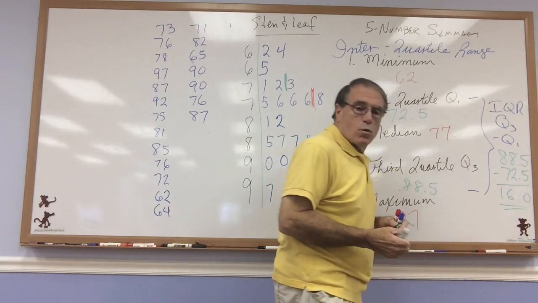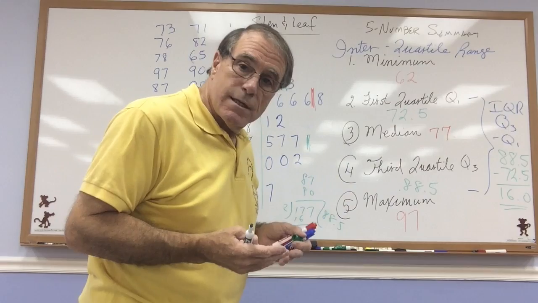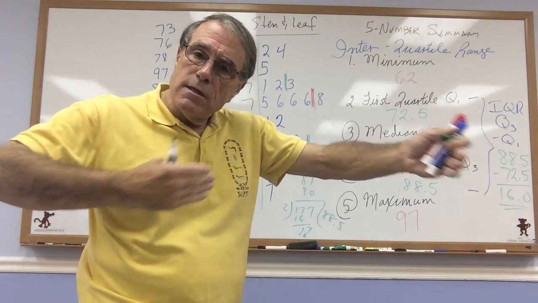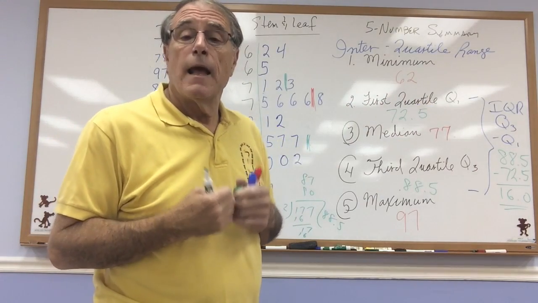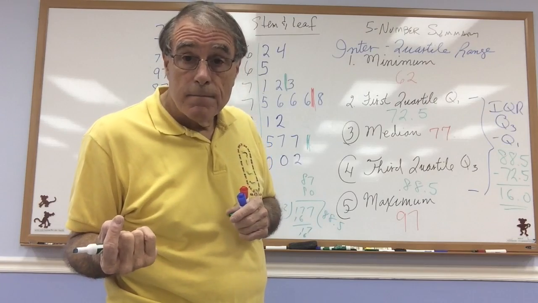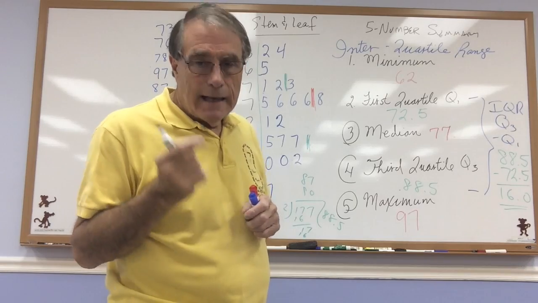And so my interquartile range in this set of numbers is 16. That's a measure that describes how the data are spread out, and that number will be used to check for outliers and also to construct a box plot. We'll do that in a later video.